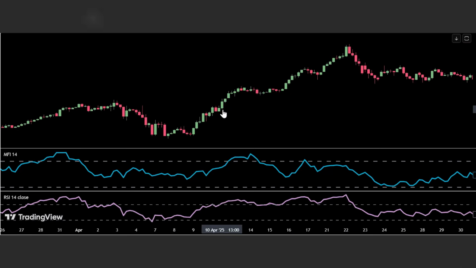Only when all 3 conditions are met, MFI, RSI, and candle confirmation, we enter the buy trade. This combination helps us avoid fake signals and trade more safely.